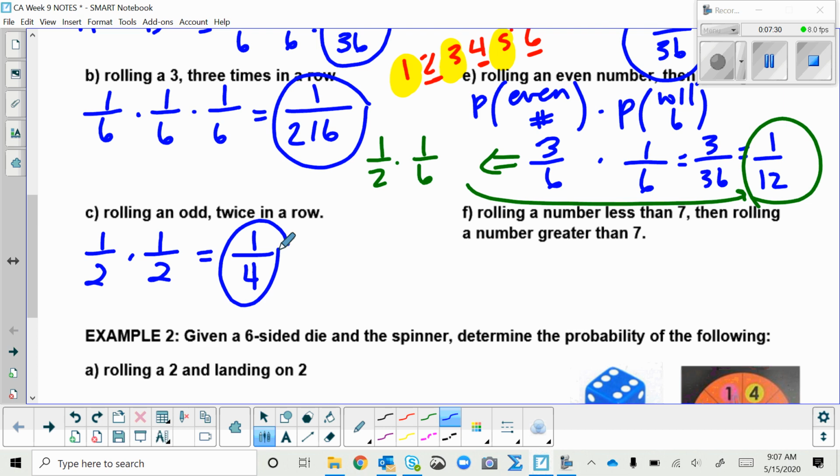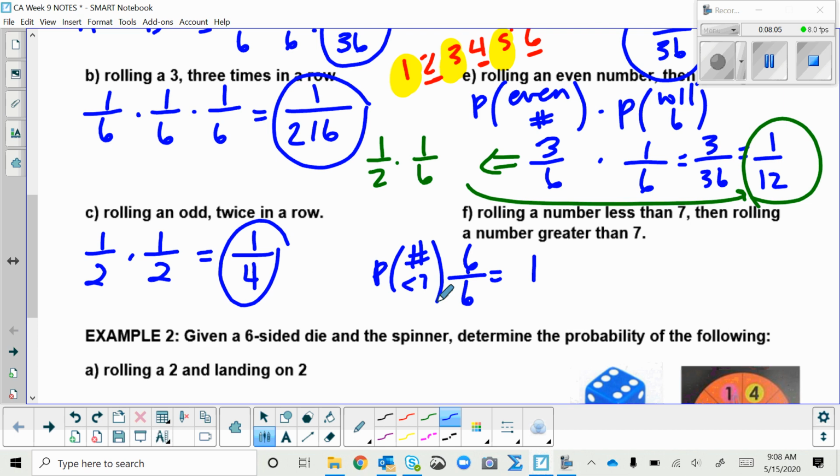And F wasn't interesting. I hope you figured that one out. The probability of rolling a number less than 7. All the numbers are less than 7. So that probability is 100%, right? Or 1, you could say it's 6 out of 6 or just 1. That's the probability of a number that is less than 7.